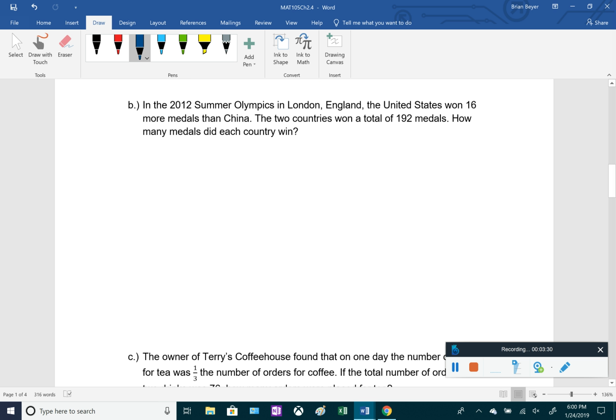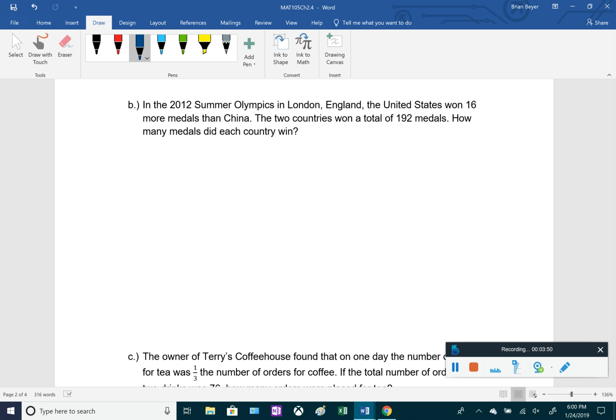So the next one. A little bit more of a word problem here. We have in the 2012 Summer Olympics in London, England, the US won 16 more medals than China. The two countries won a total of 192 medals. We want to know how many medals did each country win.